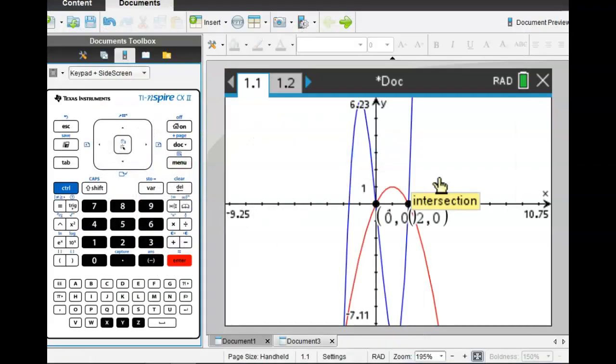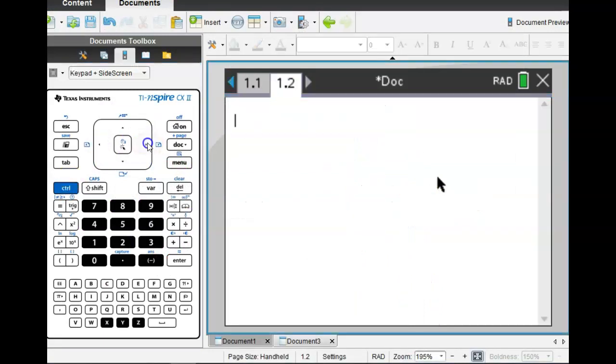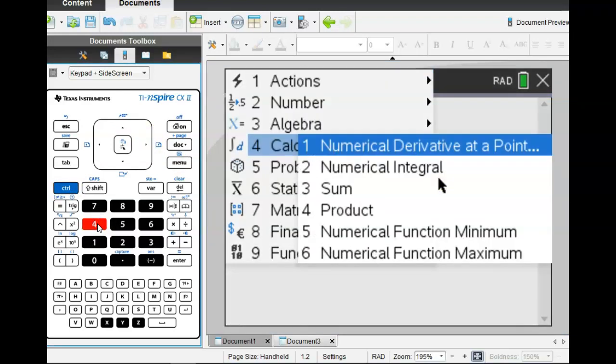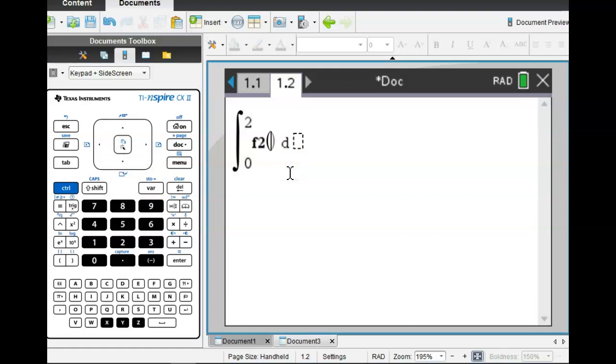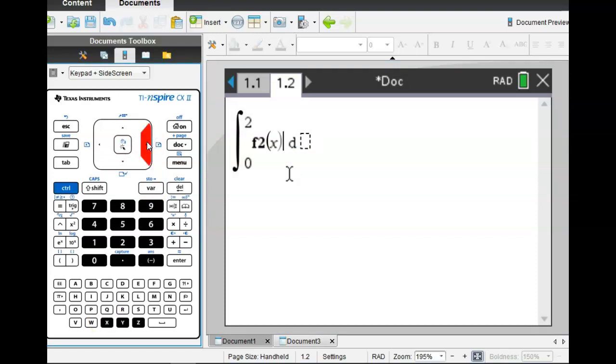So then we're going to go back over here. Now we do calculus, yes. Menu, what are we going to do? Calculus. We want to do a numerical integral. We are going from 0 to 2. And then here, remember to get F2, I can hit variable, F2 of x minus variable F1 of x dx. And then enter.